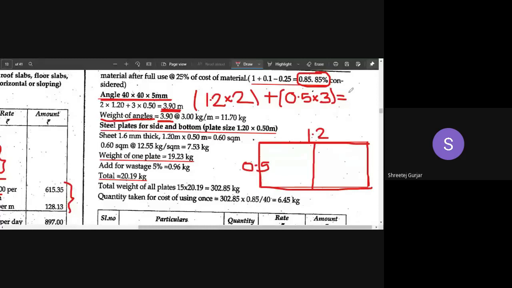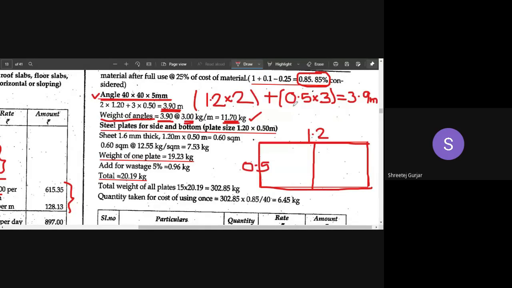So we are requiring how much? 3.9 meters we are requiring, and weight per meter is 3 kilos. 3 kilos per meter. Sorry, it is not 3.9. So totally how many kilos will it be? 3.9 into 3, that is 11.7 kgs of angles are required. That is these particular angles which we require for each panel.